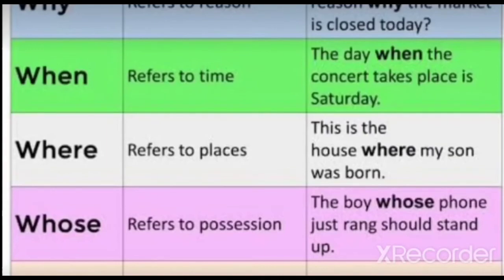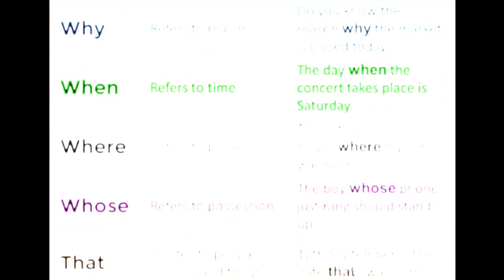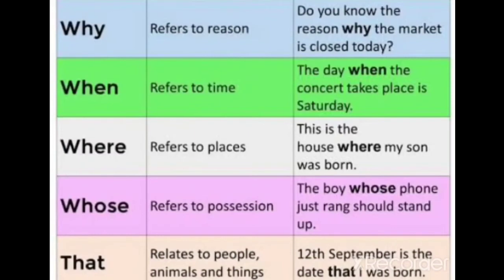Usage of relative pronoun that. Children, let's see the last relative pronoun, that is usage of that. See here, that relates to people, animals and things. So that relates people, animals and things, children. Look at the example, children. 12th September is the date that I was born.